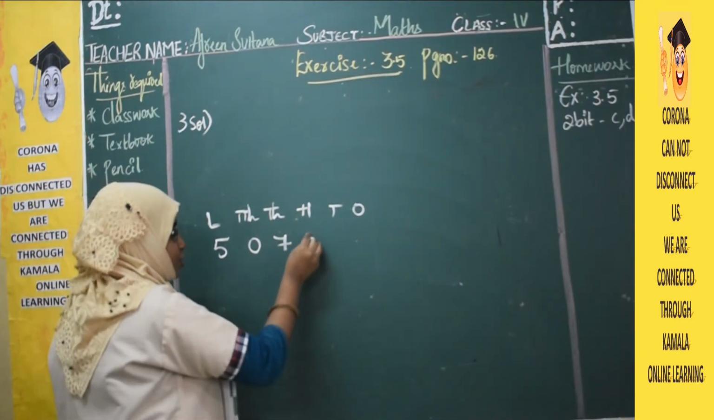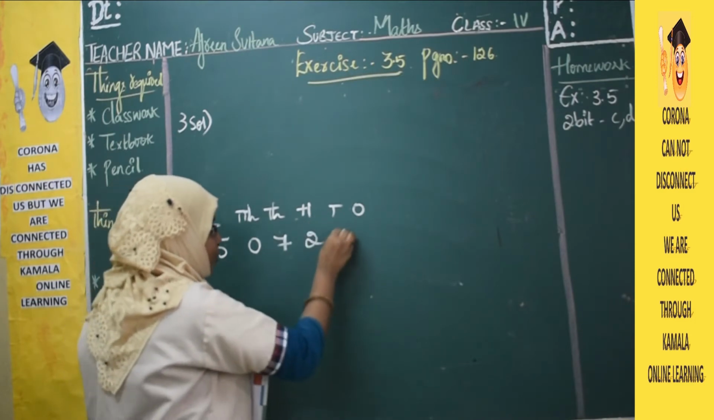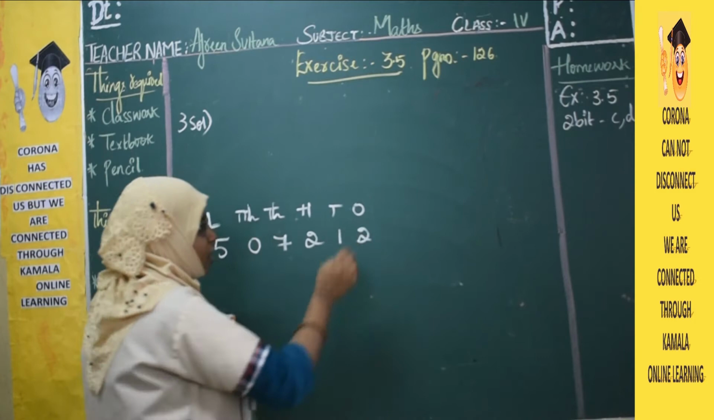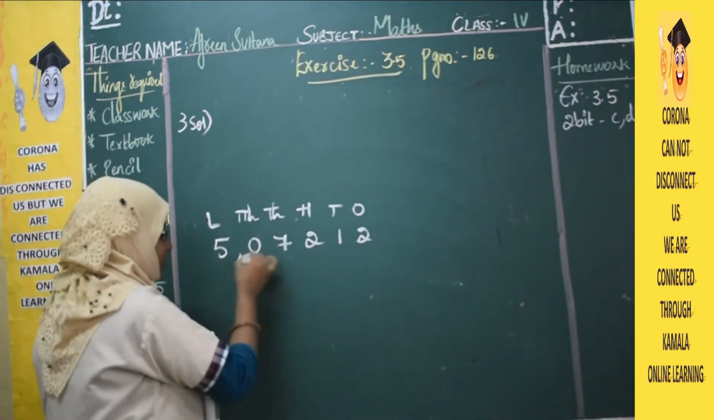7,212. So 2 should go under hundreds place and 12. 10 will be in tens place, 1 will be in tens place and 2 will be in ones place. This is our first value.